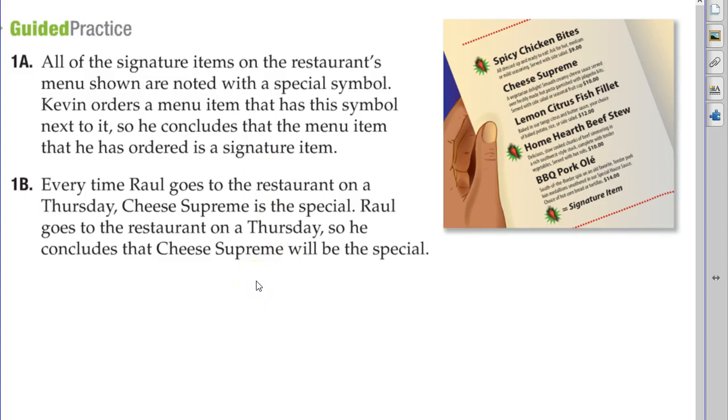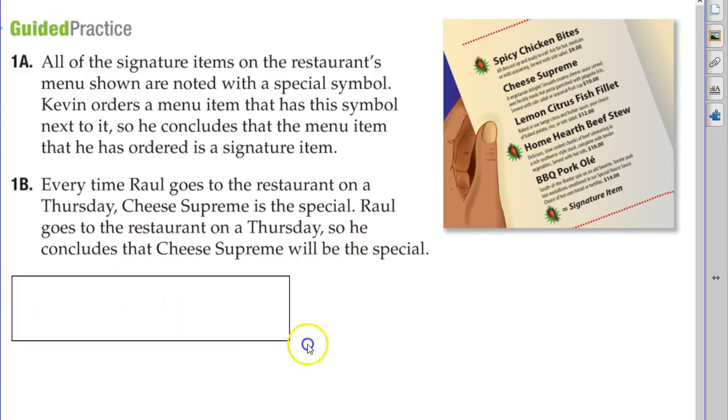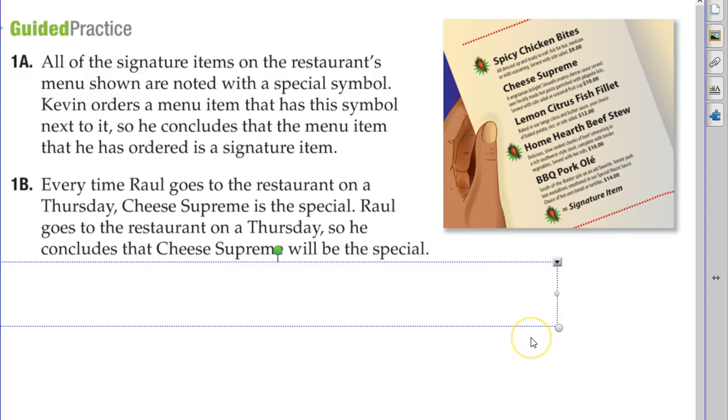All of the signature items on the restaurant's menu shown are noted with a special symbol. Kevin orders a menu item that has a special symbol next to it, so he concludes that the item that he has ordered is a signature item. And then B, every time Raul goes to a restaurant on Thursday, Cheese Supreme is the special. Raul goes to the restaurant on Thursday, so he concludes that the Cheese Supreme will be the special. Now, hopefully, you're able to figure out that 1A is the deductive reasoning.